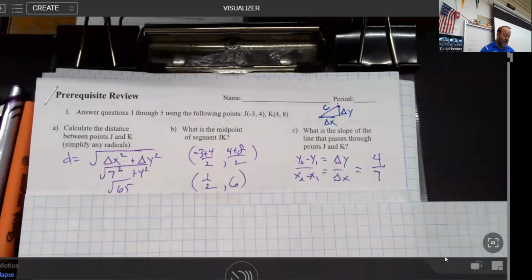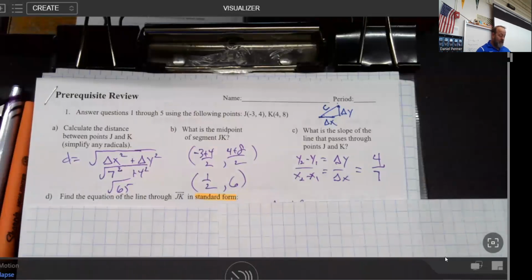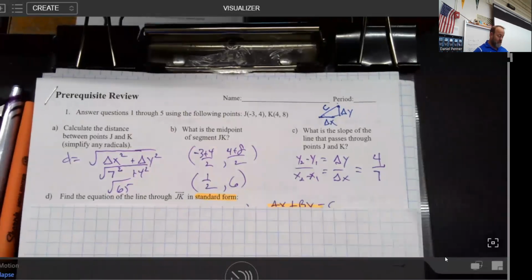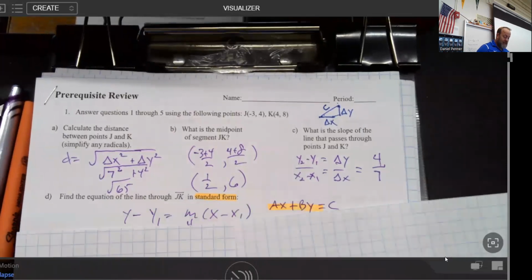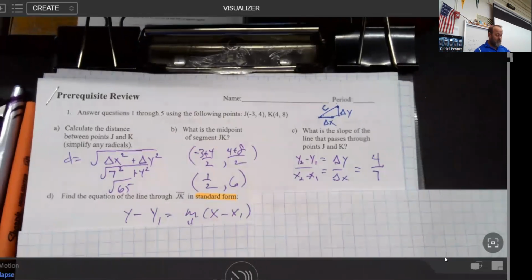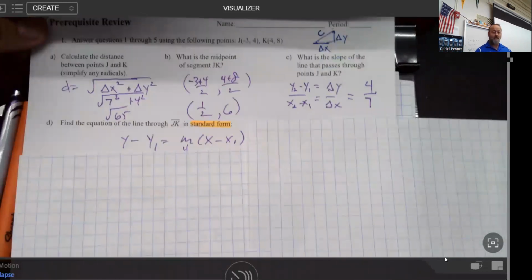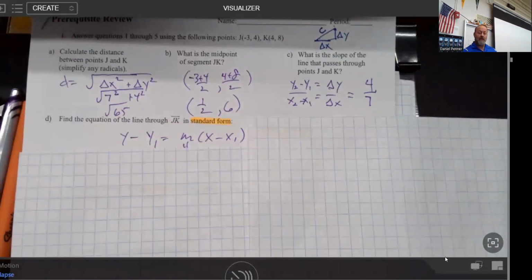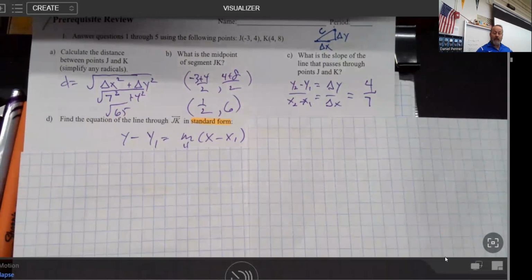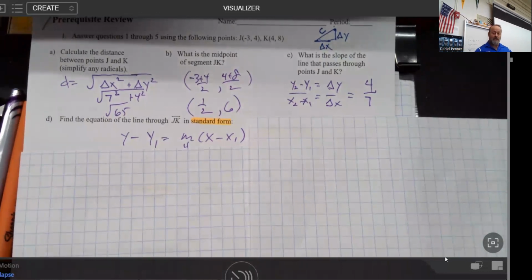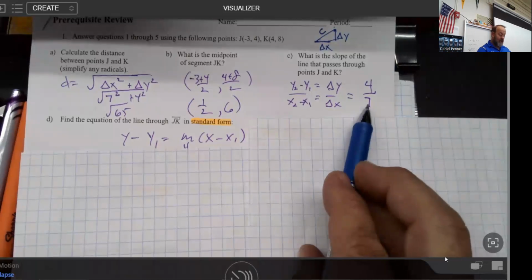Now, moving a little further, we ask for an equation of the line that goes through that. And it mentions standard form, but I don't ever start with standard form. I always start with point slope because I just find that easier. So if you're not familiar, that's y minus y1 equals m times x minus x1. So when I look at it, the first thing that I noticed is that I need a slope to be 4/7 because I already calculated that right here.